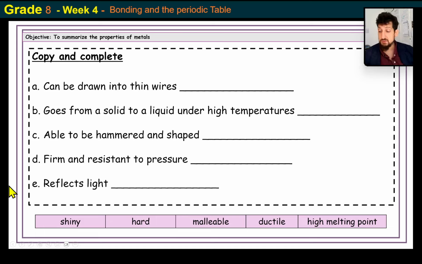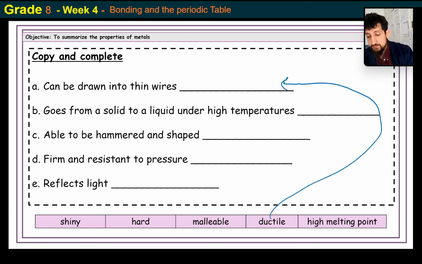Let's answer these questions real quick. Can be drawn into wires. What is that? That is ductile. Goes from solid to a liquid under high temperatures. Yes, that's the other thing as well. Metals have high melting points, very high melting points. However, there is one exception to this rule. Two, maybe a few more.